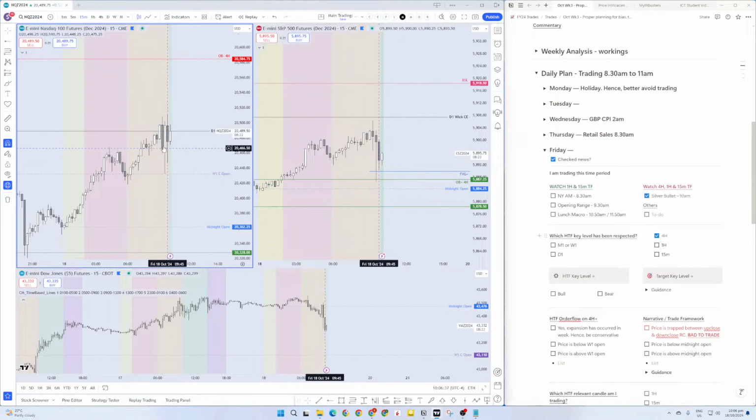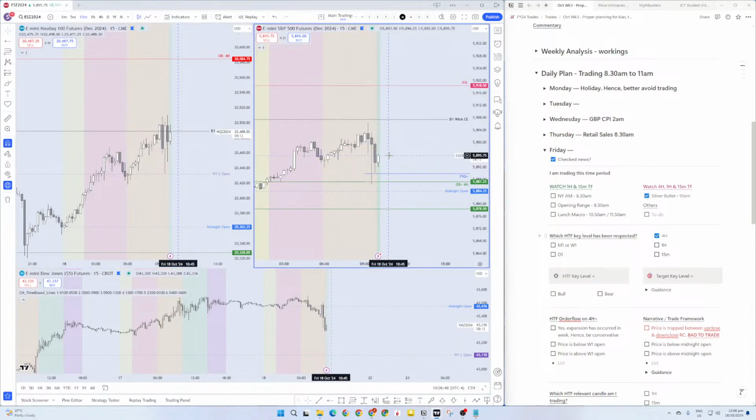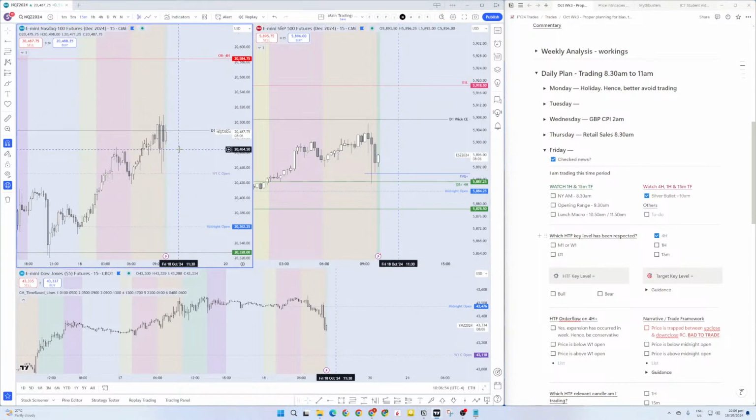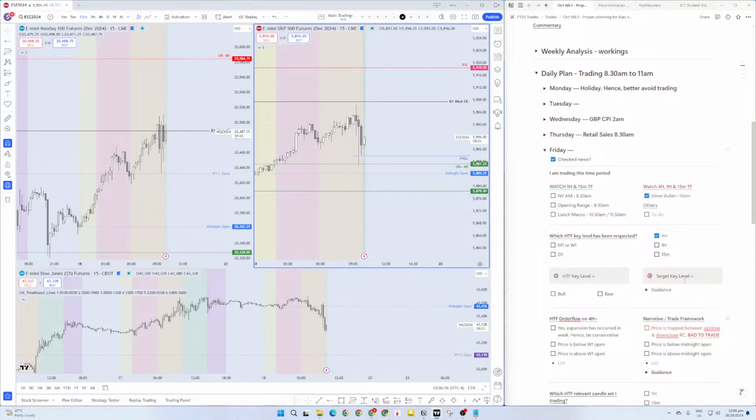Okay, but you can see what is happening here. NQ is just chopping sideways, whereas ES has a bit more range. Yeah, having more range to work with is always better, because in consolidation, what can you do? Yeah, most of us wouldn't know how to navigate it. Okay, so let's just focus on the ES for now.